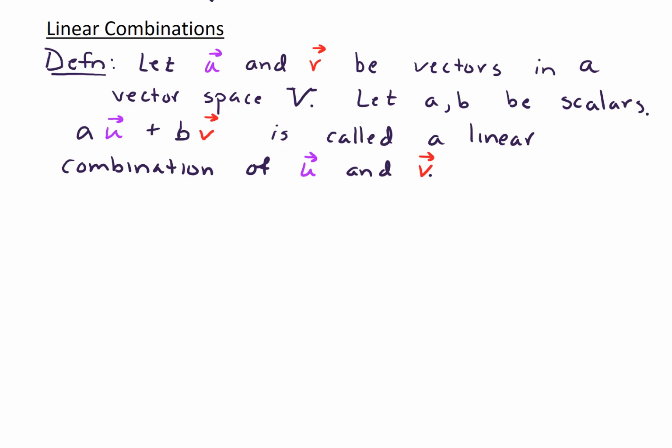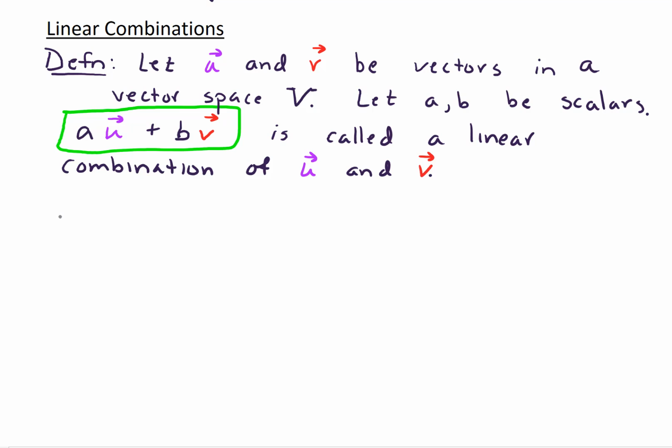In this video, we're going to talk about linear combinations. So to begin with a definition, let U and V be vectors in a vector space, capital V. Let A and B be scalars. The expression A times U plus B times V is called a linear combination of vectors U and V. All right, so let's look at a few examples.